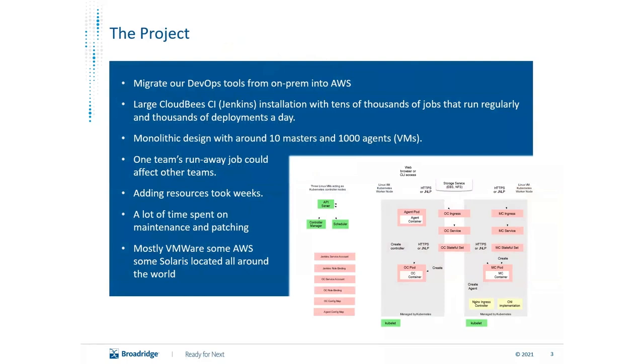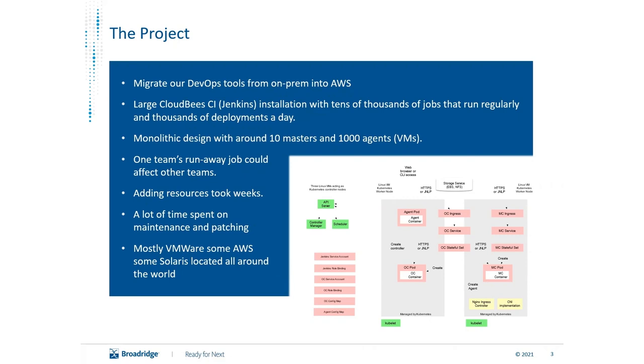So the project we're going to be talking about today, like I said, is that we migrated our DevOps tools from on-prem into AWS. We have a couple of different tools: we've got Nexus, we've got GitLab, and we have Jenkins, which is known as Cloud BCI. Today I'm specifically going to talk about Cloud BCI, because that's what we moved into Kubernetes.